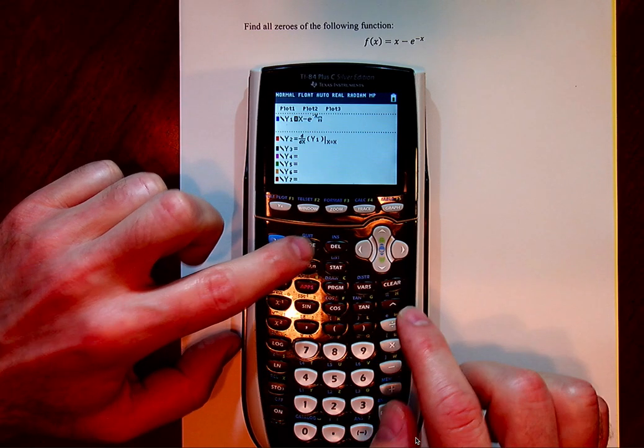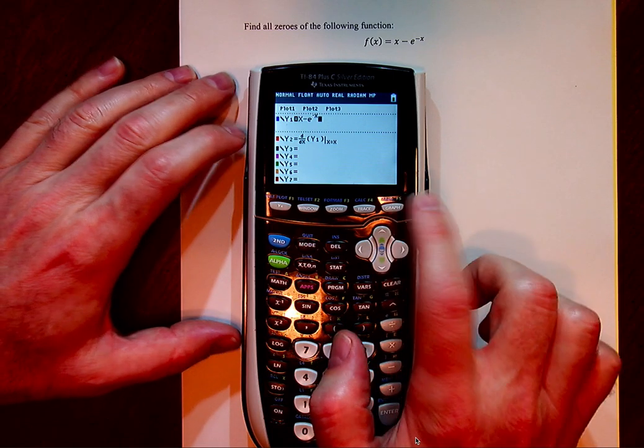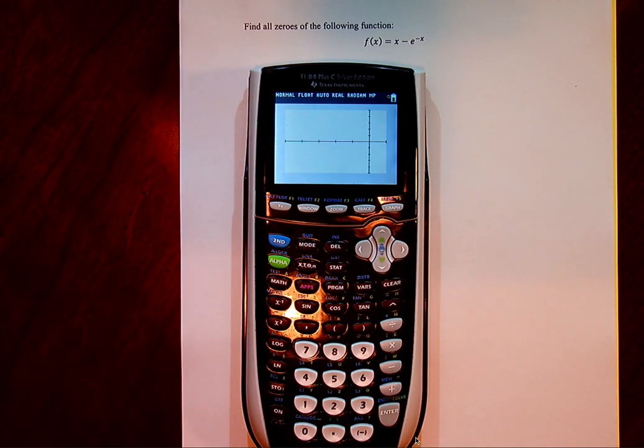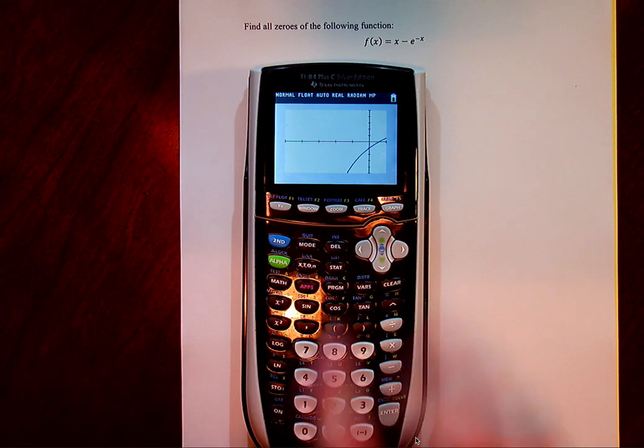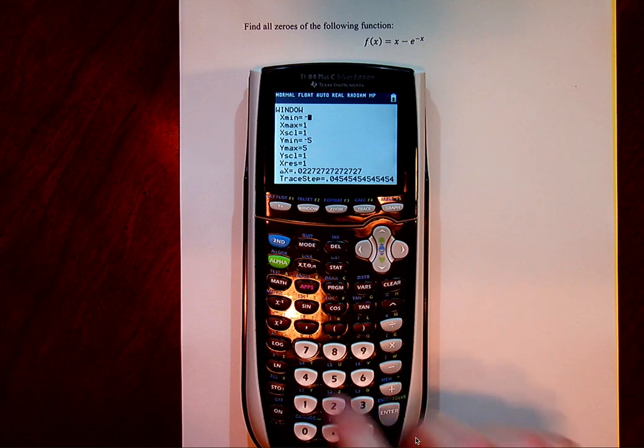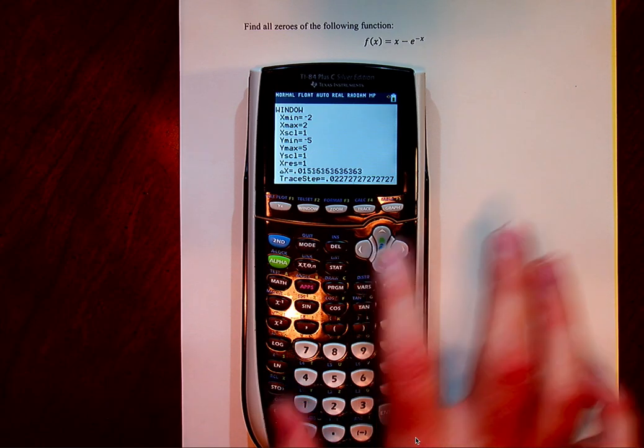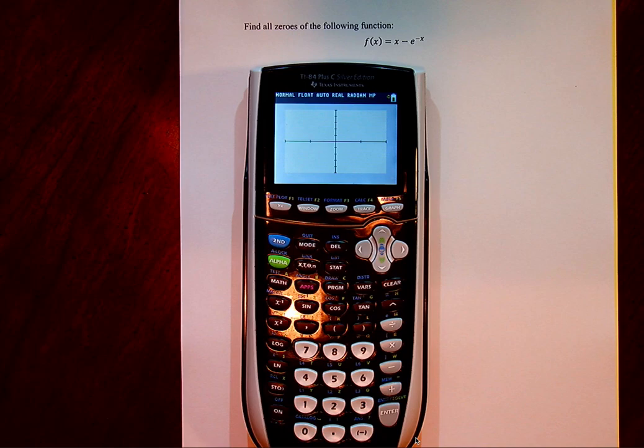So let's go back and let's graph it. This is probably not a good window for this, but we can see the 0 right there on the far right hand side. If you want to make it a little bit nicer, we can go -2 to 2 on the x window. Okay, and it looks like it's somewhere around 1/2. So why don't we estimate 1/2, okay?